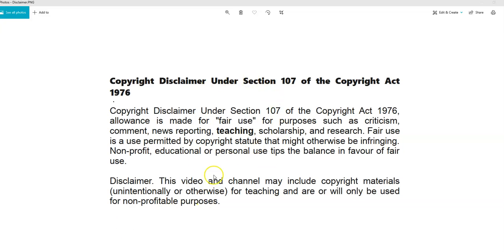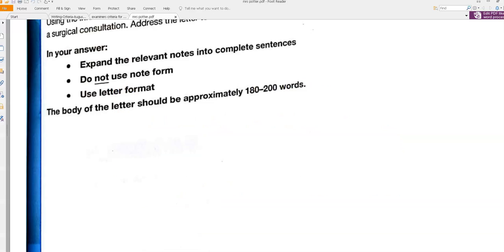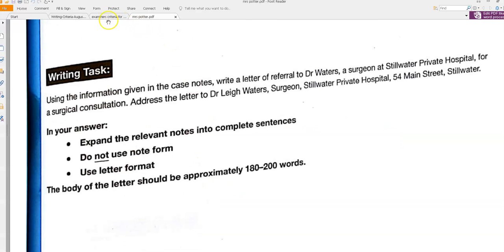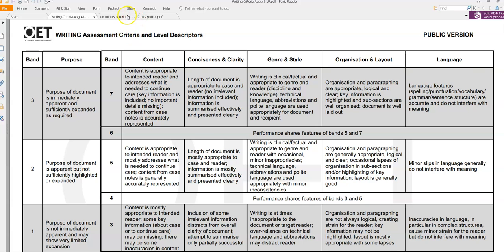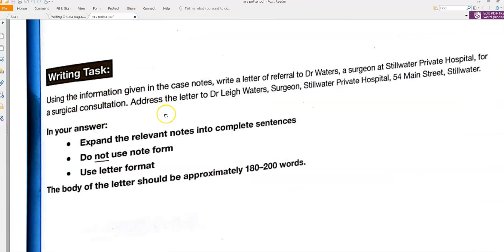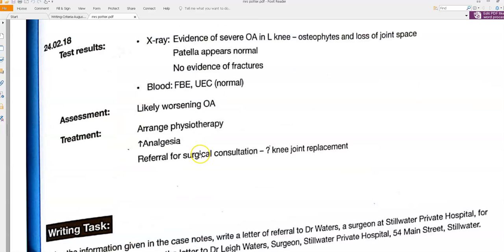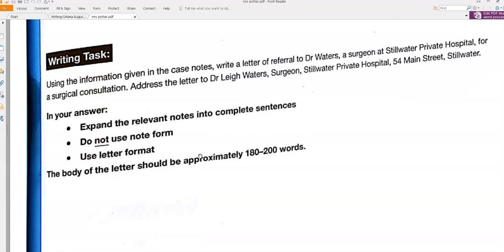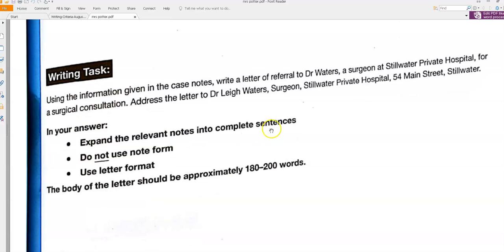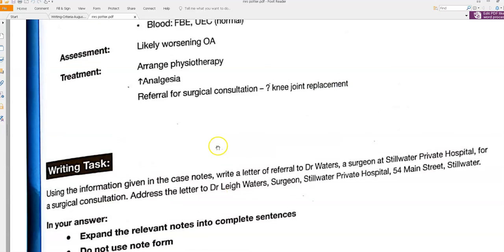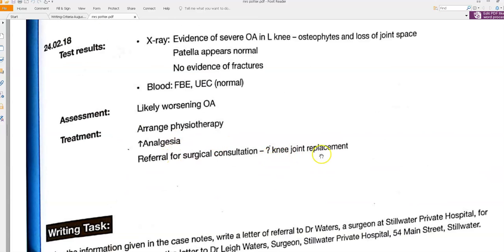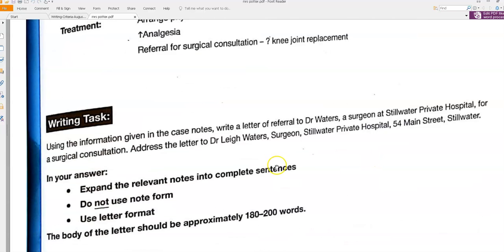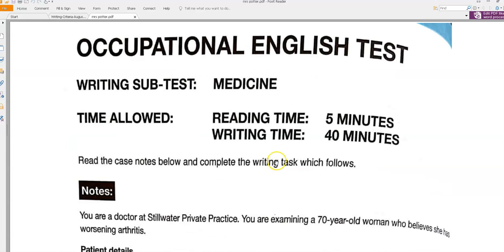So, disclaimer as always. Okay, we've got the case notes here, and we've got the criteria here to refer to. That's for the IELTS test. Just close that. We don't need that here at all. So, as I said before, you go to the task first. That'll tell you audience and purpose. So, referral letter to the surgeon for the consultation. Okay. Consultation, possible knee joint replacement. So, for physiotherapy, increase analgesia dose, refer to the surgeon. That's me, the reader.